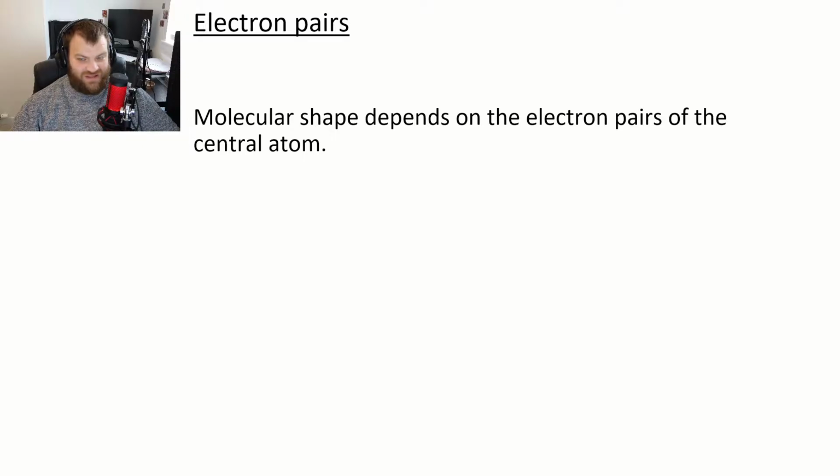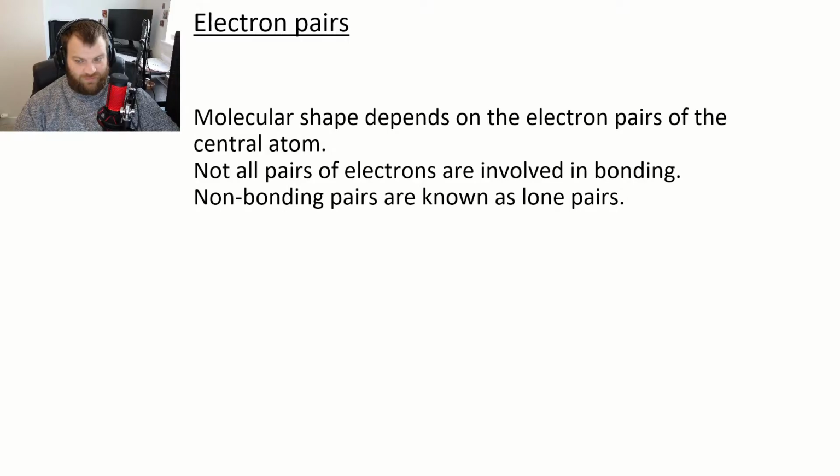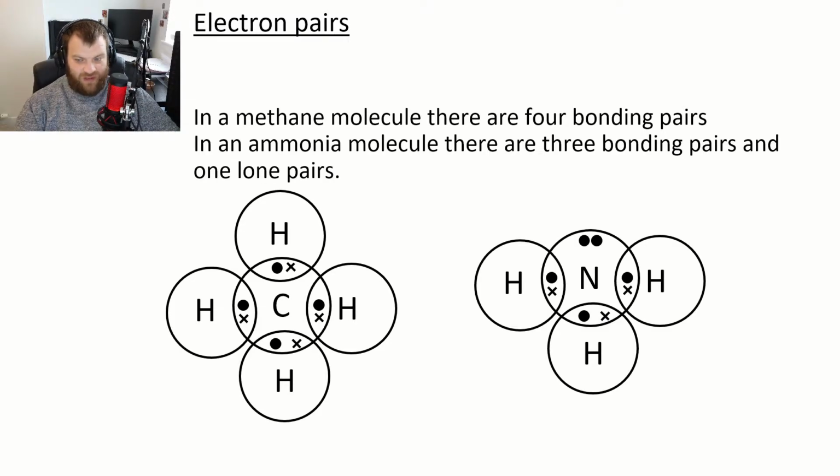When it comes to looking at the shapes of molecules, we need to consider the number of electron pairs. This depends on how many electron pairs are surrounding the central atom. Not all pairs of electrons will be involved in bonding. Ones that are not involved in bonding are known as lone pairs of electrons. If we look at two examples, methane and ammonia, methane has 4 pairs of electrons, all of which are bonding electrons. Whereas in ammonia, there are still 4 pairs, but only 3 of them are bonding, and we have 1 lone pair of electrons.